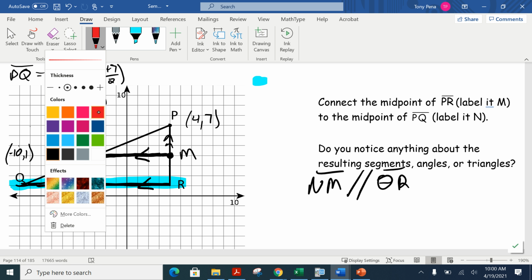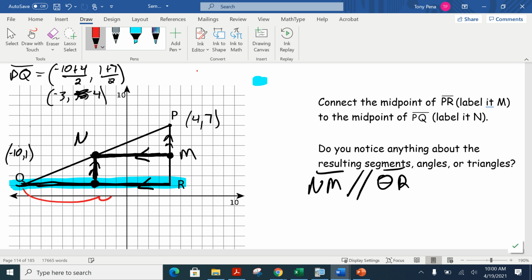So now, the other thing that we want to recognize, and this is what I had to refresh my memory on a little bit, this was 14 steps we said. So this QR is 14 steps. Count the steps it takes from N to M, that segment that we got by joining the midpoints.